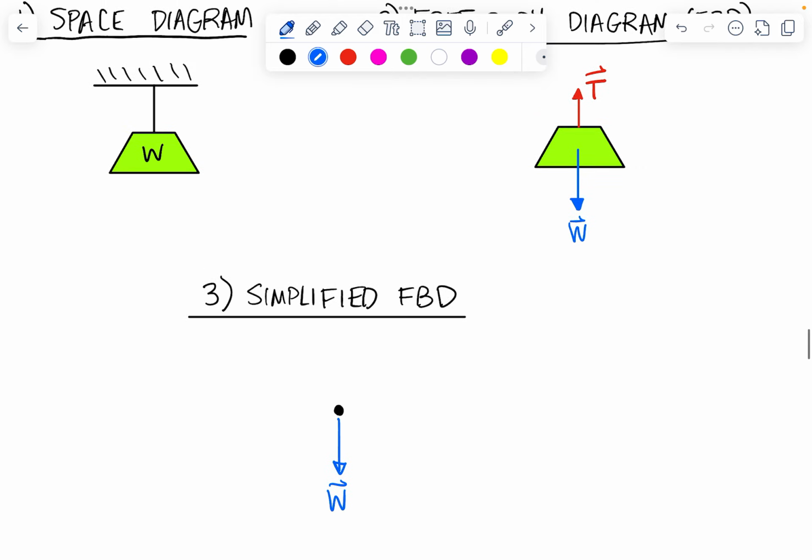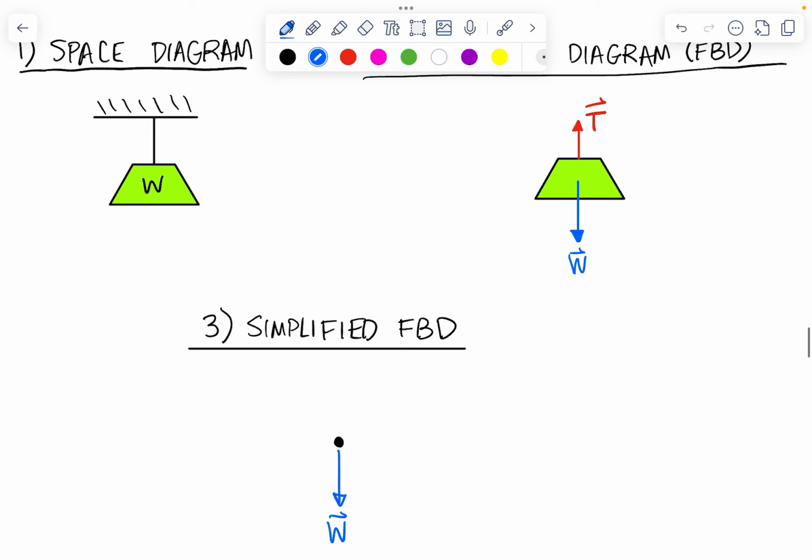And even in our not simplified free body diagram, we can see that the forces, the T and the W, they do intersect at this point, right? I mean, they share the entire line, but if we pick this point somewhere around the center, then both of the forces do go through that point. So, all right, here's our simplified free body diagram.